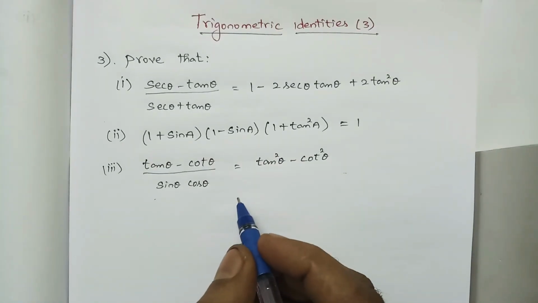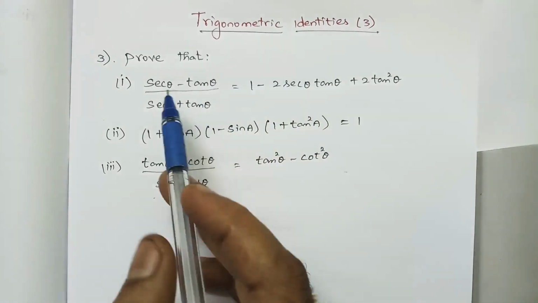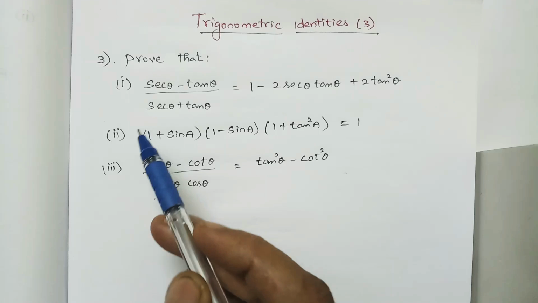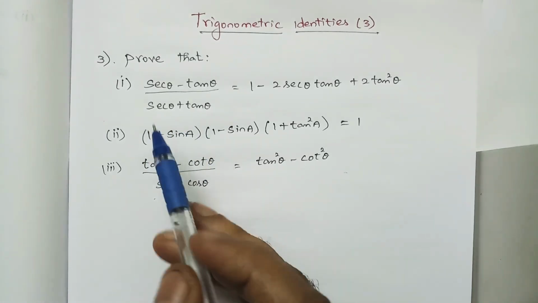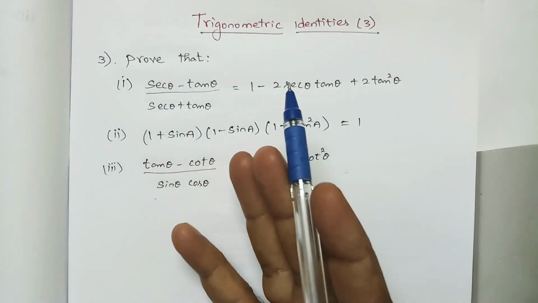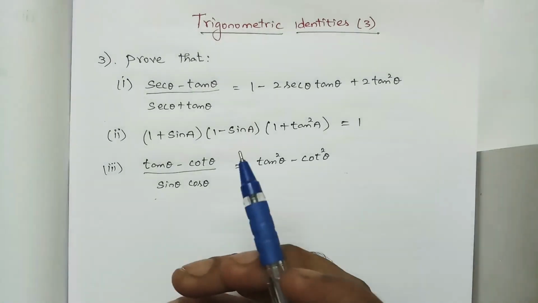Hi students, today we are going to see some trigonometric identities. We have already completed two sums, and in those we discussed many subdivisions. Now sum number 3: prove the identities, that is, we have to prove that LHS is equal to RHS, or RHS is equal to LHS.